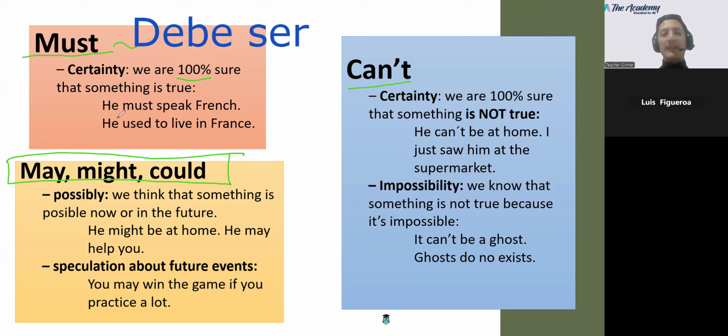For example, he must speak French. He used to live in France. Él debe hablar francés. ¿Por qué? ¿Qué dice la evidencia? Él solía vivir en Francia. ¿Ok? Luis, la evidencia es tan fuerte que yo puedo deducir que algo es 100% real, ¿no es cierto? Él debe hablar francés. Excellent. Así que remember, must es una deduction con certeza, with certainty.